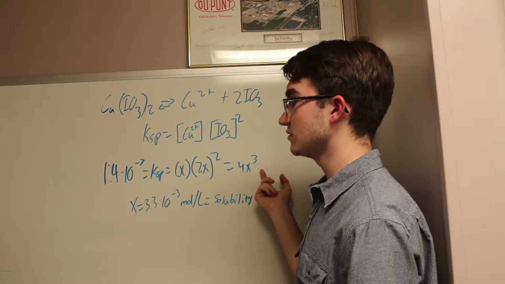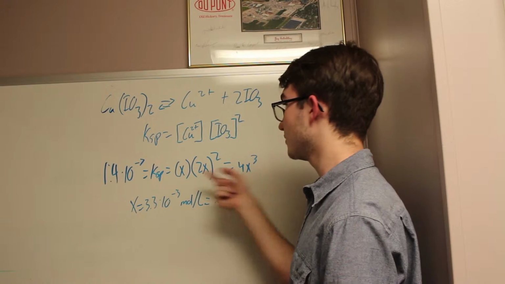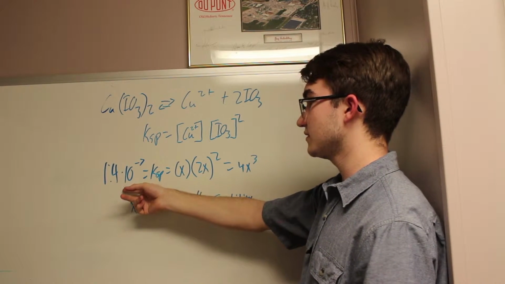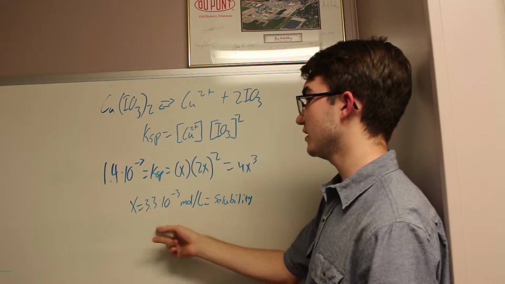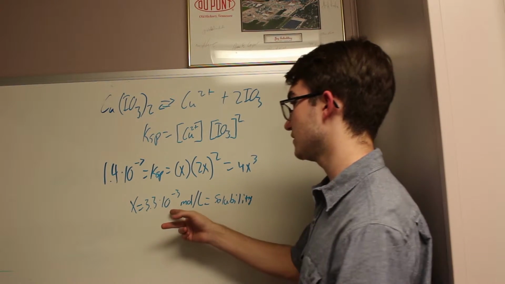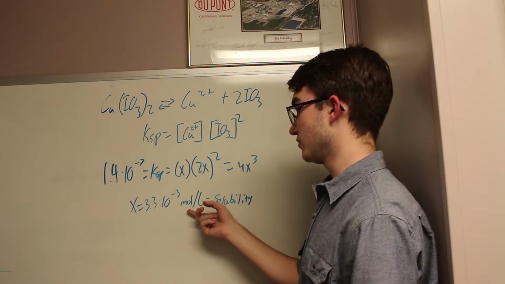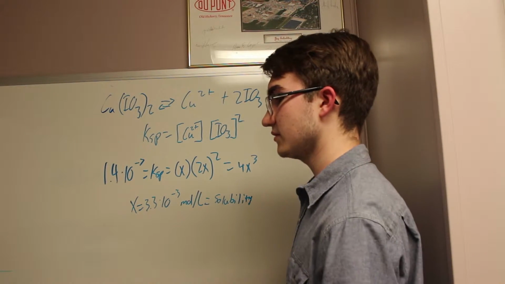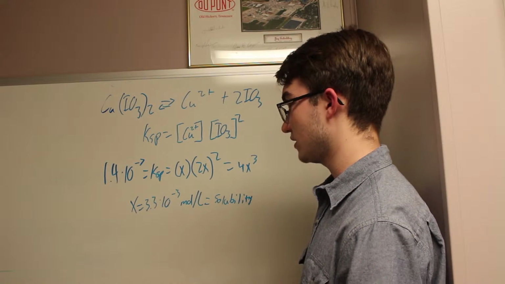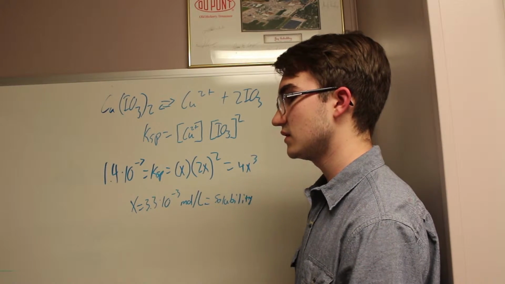To find x, just do a little bit of algebra here. Divide 1.4 times 10 to the negative 7th by 4, and then take the cube root of it, and you get x as 3.3 times 10 to the negative 3rd moles per liter, which equals your solubility. It's not really that hard of a concept to get. It's just a little tricky at first.